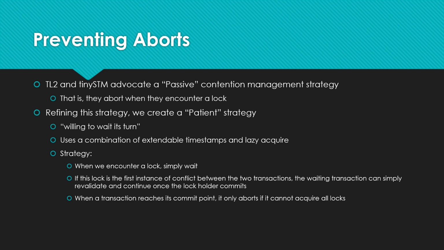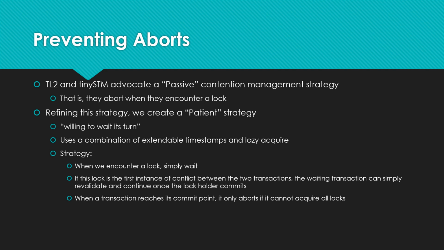Now regarding preventing aborts, TL2 and TinySTM advocate passive contention management strategies. That is, they abort when they encounter a lock. So revising this strategy, we come up with something called a patient strategy, meaning it's willing to wait its turn. Now, this uses a combination of extendable timestamps and lazy acquire, as we sort of alluded to previously. And the strategy here basically boils down to when we encounter a lock, we simply wait.